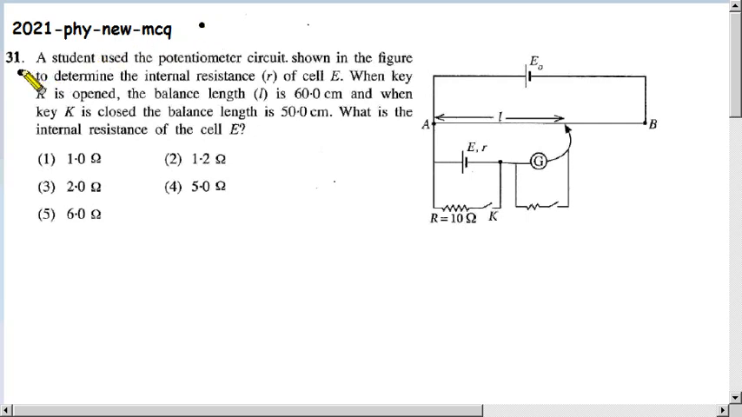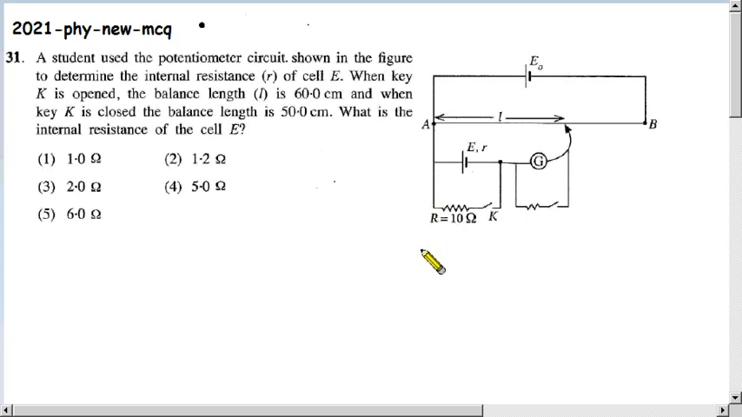Children, today I am going to discuss question number 31 from the MCQ part of 2021 Physics new syllabus paper. A student used the potentiometer circuit shown in the figure to determine the internal resistance simple r of cell E. So this one. When key K is opened, the balance length L is 60 centimeter, and when key K is closed, the balance length is 50.